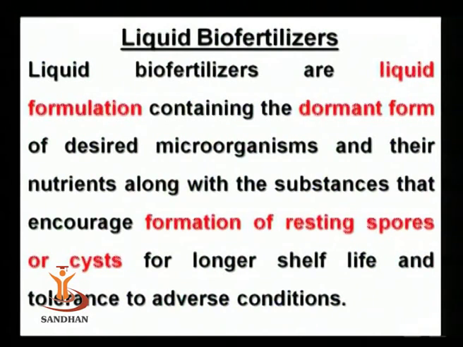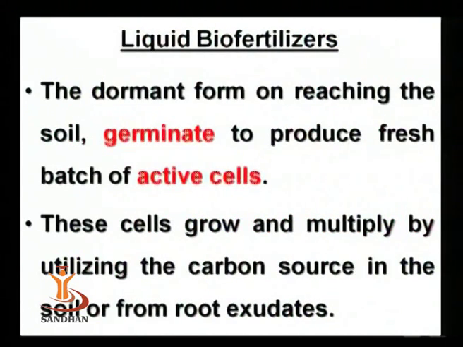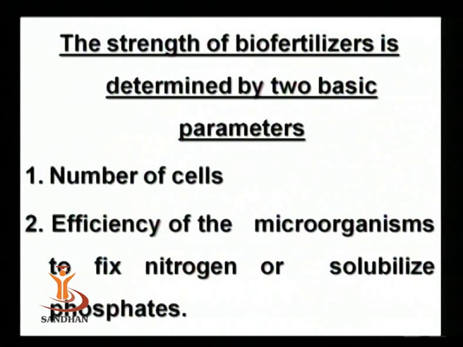Next. Whenever we apply them in the soil, what will they do? By the process of germination, activation and outgrowth, they will be converted to active cells, and these cells will grow and multiply by utilizing the nutrients present in the soil, and by that they will remain beneficial for the plant rootlets.